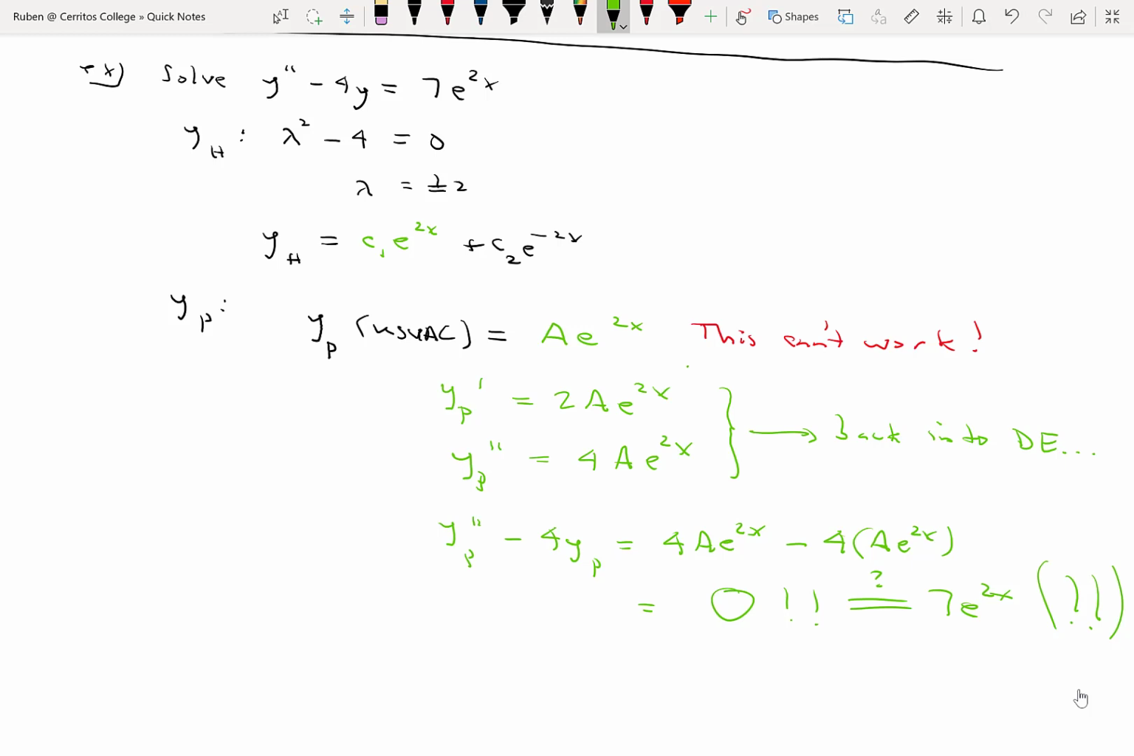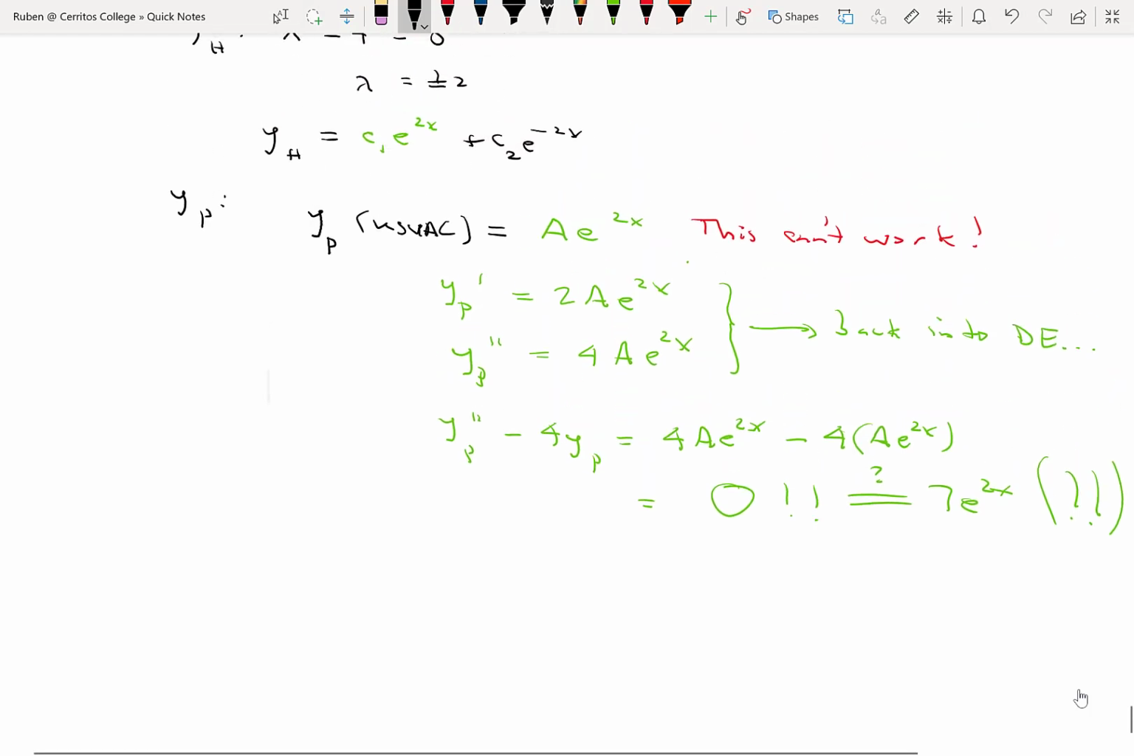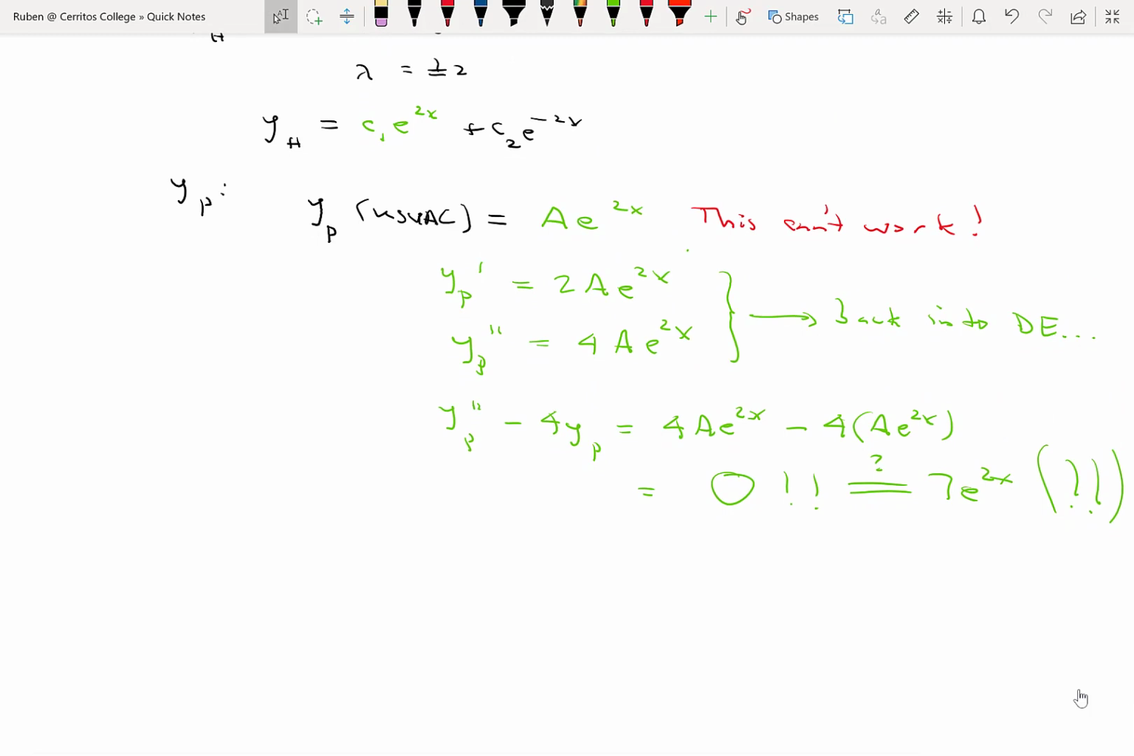Now, this dilemma is really a small dilemma. It's really a small part. Most of the work from this section is done. All we need to do is adjust this form of y sub p from before to accommodate the fact that it's part of y sub h. And we simply do that by multiplying the usual form of y sub p by some power of x. And the power of x is very simple to predict.